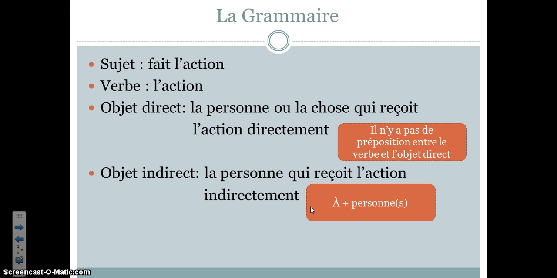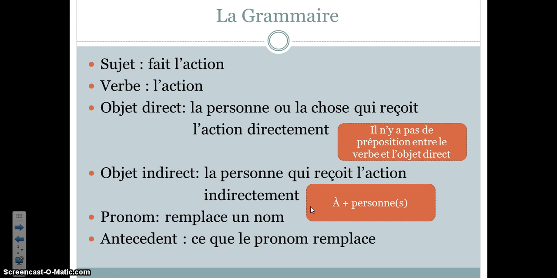Two other terms, because when we get into some nitpicky grammar later on I want you to know them: make sure you remember what a pronoun is. A pronoun replaces a noun. There's a difference between a direct object noun and a direct object pronoun. And then of course there's always an antecedent. This is one that students tend to forget about. An antecedent is what the pronoun is replacing. So if I said I like the cat, and I replace it and say I like it, what's the antecedent for it? The cat.